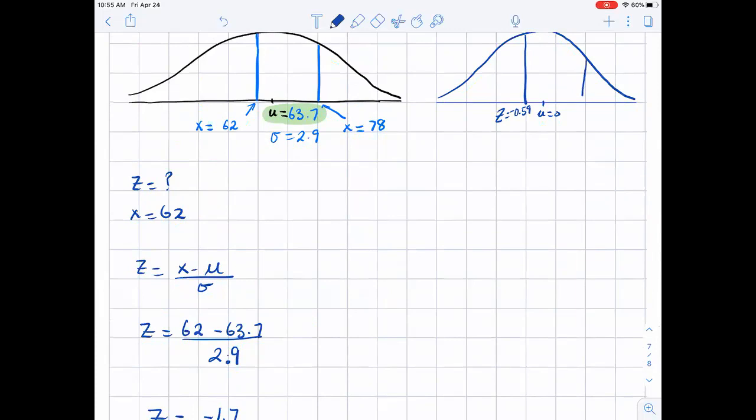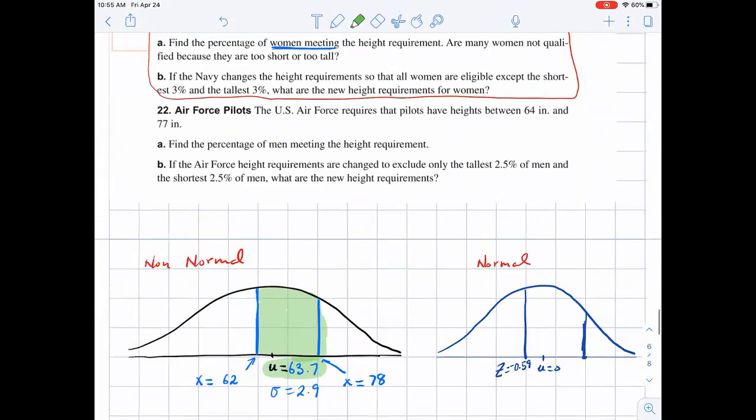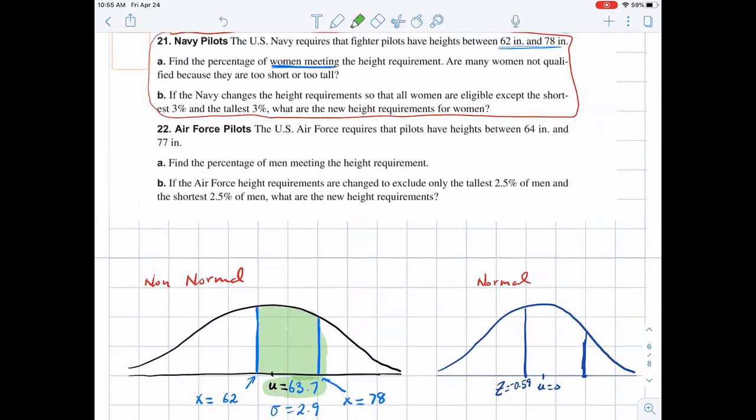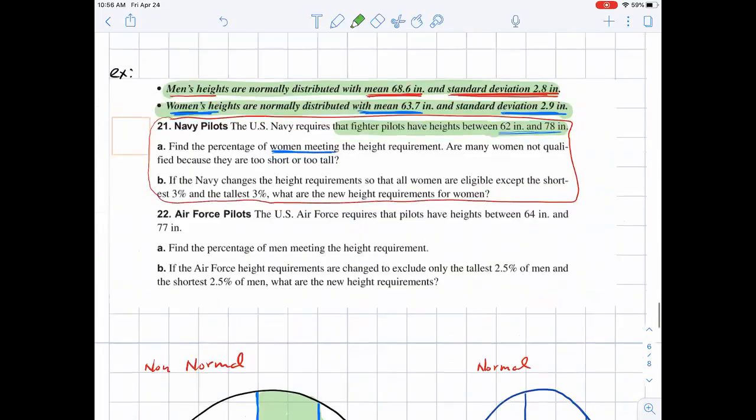Now we want to know what this value is, because this is the area that you want to find. This is what the Navy accepts. The requirements of height is between 62 and 78 inches. Find the percent of women meeting the required height.